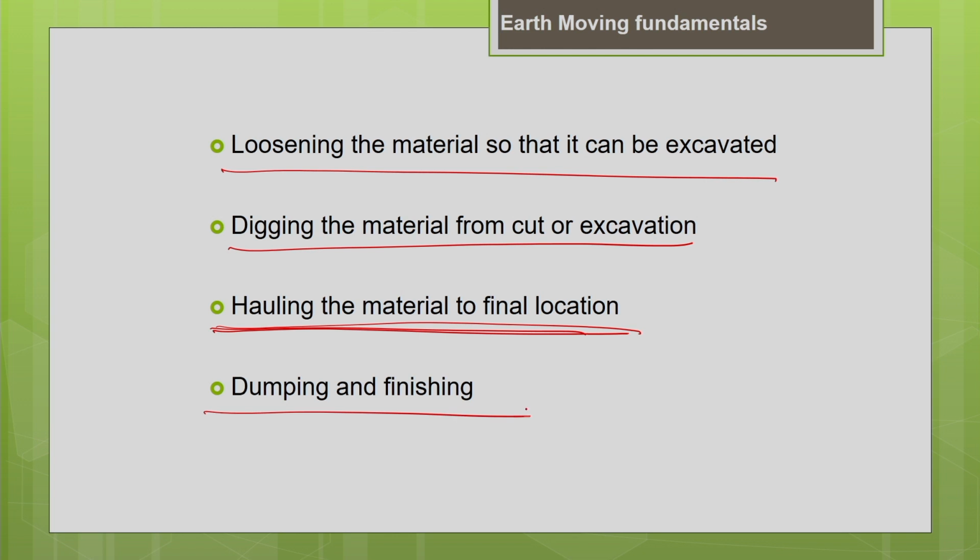The last step is dumping and finishing. You have to dump the hauled earth. In some cases you just dump it in a haphazard manner, because you may not use that material again. But if you are going to use the dumped material as a fill material, then you have to dump it in an organized manner, or uniformly spread it, then compact it with rollers to the required thickness. So, how we dump depends upon your project requirement. These are the basic earth moving operations involved in most earth moving projects.